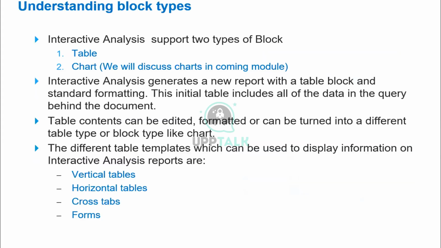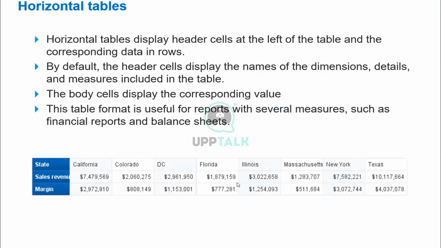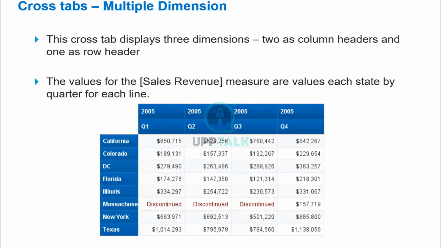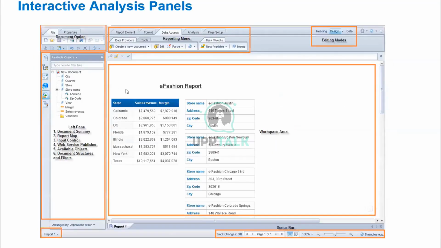What are the types of tables available, like vertical tables, horizontal tables, cross tabs, forms? This is an example of a vertical table. This is a horizontal table. It is a cross tab where we have objects on the left side and in the top header section also, but the body represents the measures. This is called a cross tab. And these are called forms, which mostly deal with text data, for example, like address or ID card.